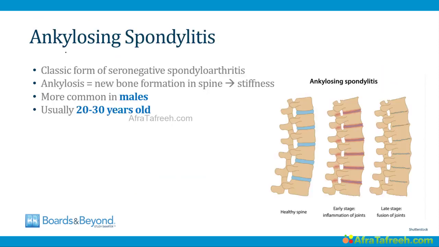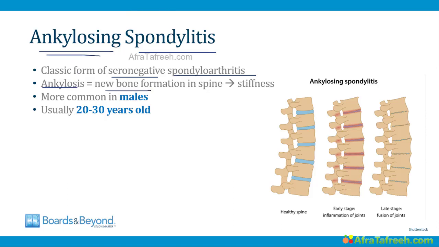Okay, our first specific disorder that we'll discuss is ankylosing spondylitis. This is the classic example of a seronegative spondyloarthritis disorder. It has the word ankylosing in the name because that comes from ankylosis, which means new bone formation. This occurs in the spine of patients with this condition, and this leads to stiffness of the spine, a major feature of this disorder. Ankylosing spondylitis is more common in males, and it usually occurs at a young age, about 20 to 30 years of age.